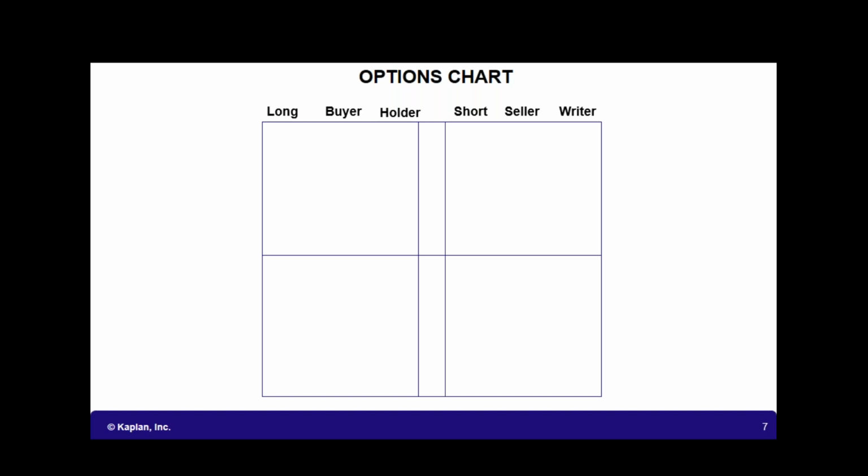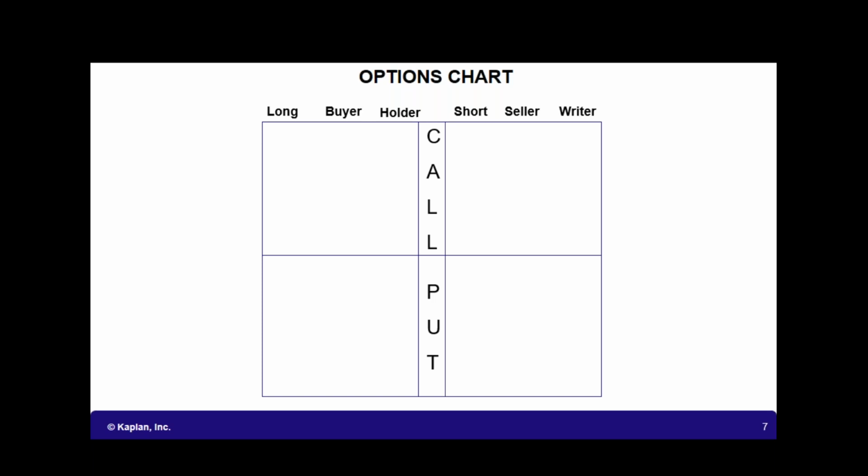So an option's a contract between 2 parties. And the 2 parties agree to either purchase or sell based on the type of option. And remember, we only have 2 types of options. We have calls and we have puts. So you can buy a call or sell a call. You can buy a put or sell a put.